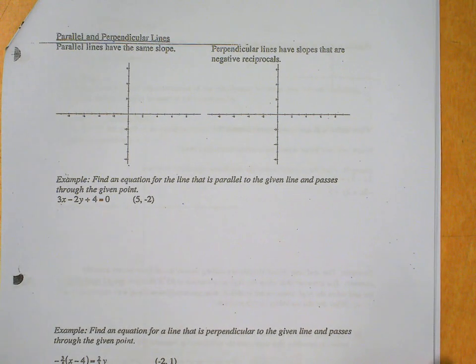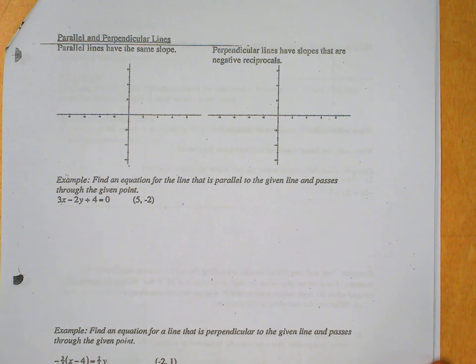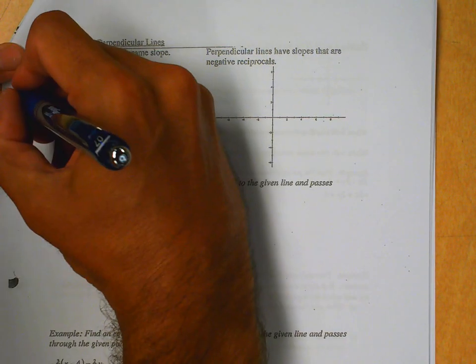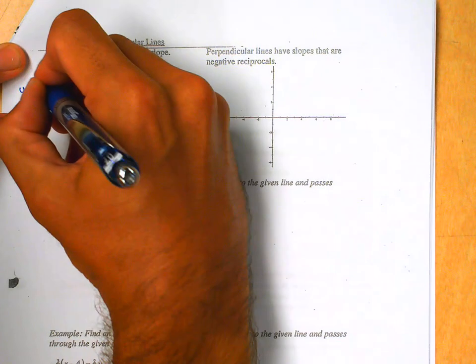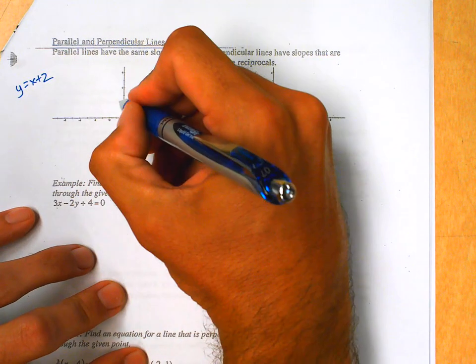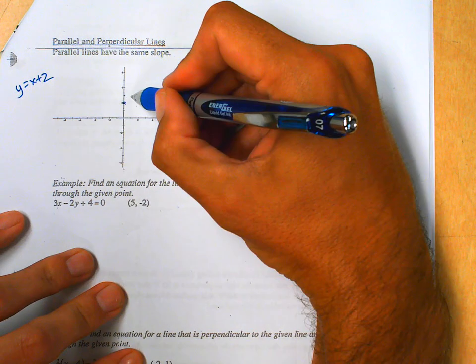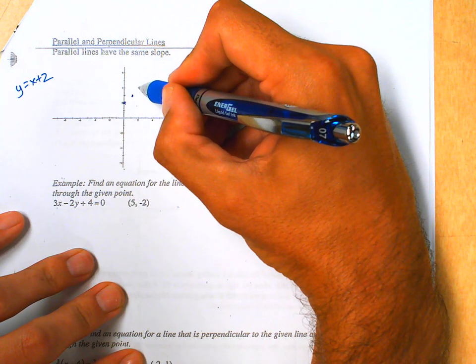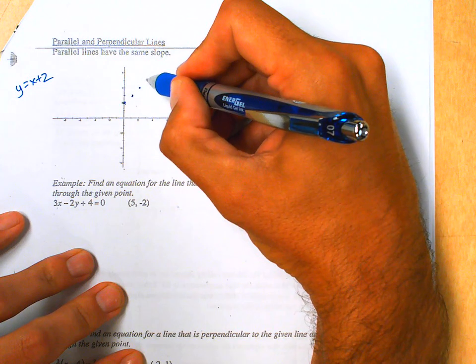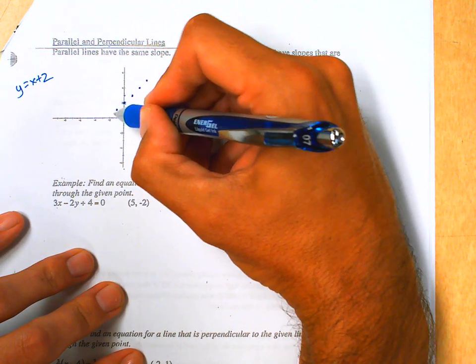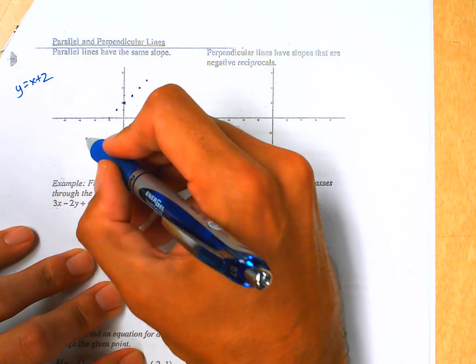All right, parallel and perpendicular lines. Parallel lines have the same slope. So if I was just saying, okay, let's look at y equals x plus 2. That has a y-intercept of 2, and the slope is 1. So you go up 1 over 1, up 1 over 1, up 1 over 1. Or if you wanted, you could go down 1 over 1 to the left. And we draw this line.